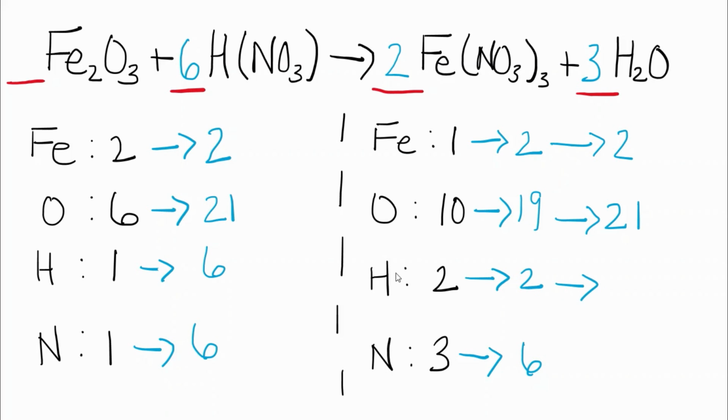And then we'll do hydrogen. So we now have 3 times 2, which is going to be 6. And it did not change the number of nitrogens we had, which is also going to remain 6. So now we have effectively balanced this equation. So as you can see, balancing equations is actually very simple. It just takes a little bit of practice, and it's pretty much just counting and multiplying.